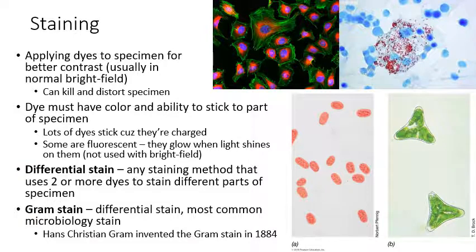There's one type of stain that is super common in microbiology, which is the Gram stain. The Gram stain is a type of differential stain because it uses two dyes, and it's basically done all the time. It was invented in 1884. It was a pretty early stain, invented by Hans Christian Gram, which is why it's called the Gram stain.